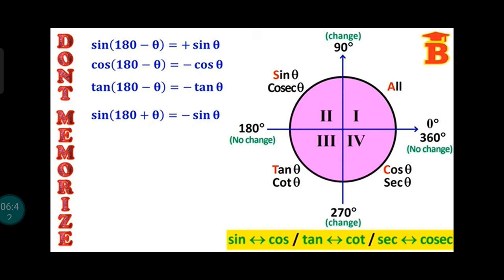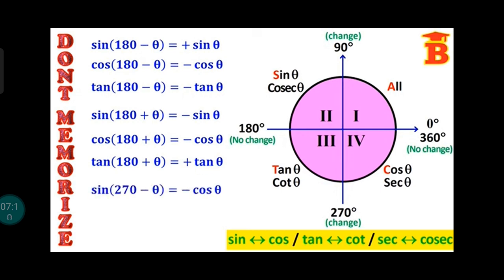minus sin theta. Cos 180 plus theta, this is third quadrant. In third quadrant cos is negative and also no change, so we get minus cos theta. Tan 180 plus theta, third quadrant tan is positive and also no change, so we get plus tan theta.